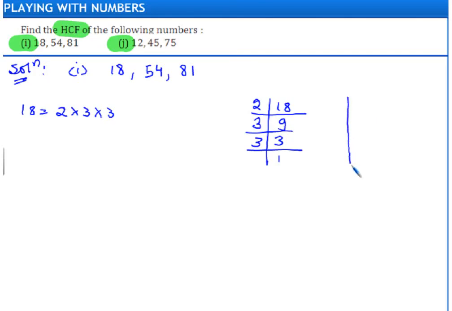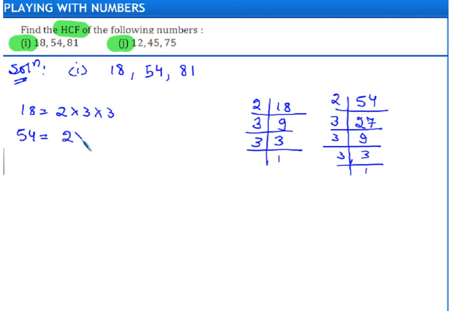Now let us find the factors of 54. 2 is the smallest prime number which divides 54, and 2 into 27 is 54. Now 3 is the smallest prime number which divides 27. 3 9s are 27. Again 3 is the smallest prime number which divides 9. So 3 3s are 9. And 3 is a prime number, so 3 1s are 3. Thus 54 can be written as 2 multiplied by 3 multiplied by 3 multiplied by 3.